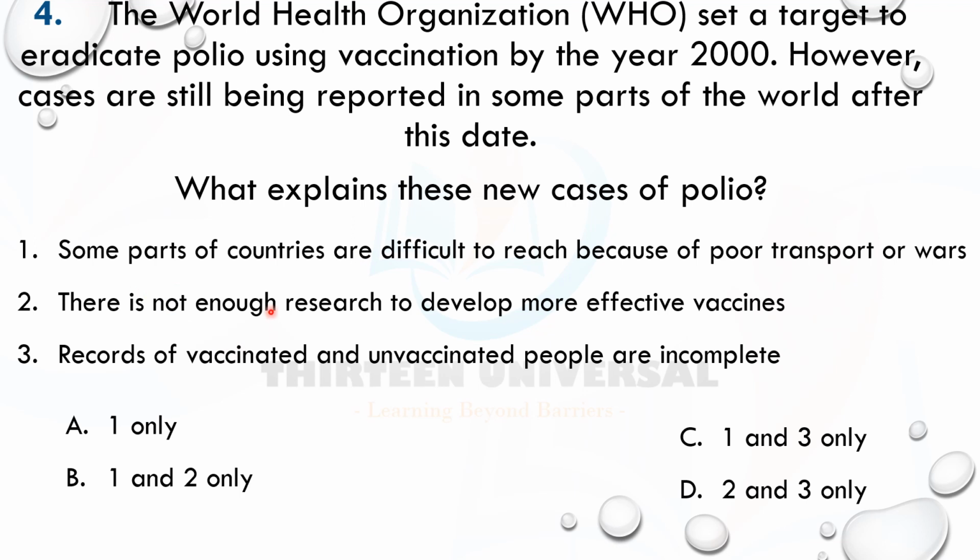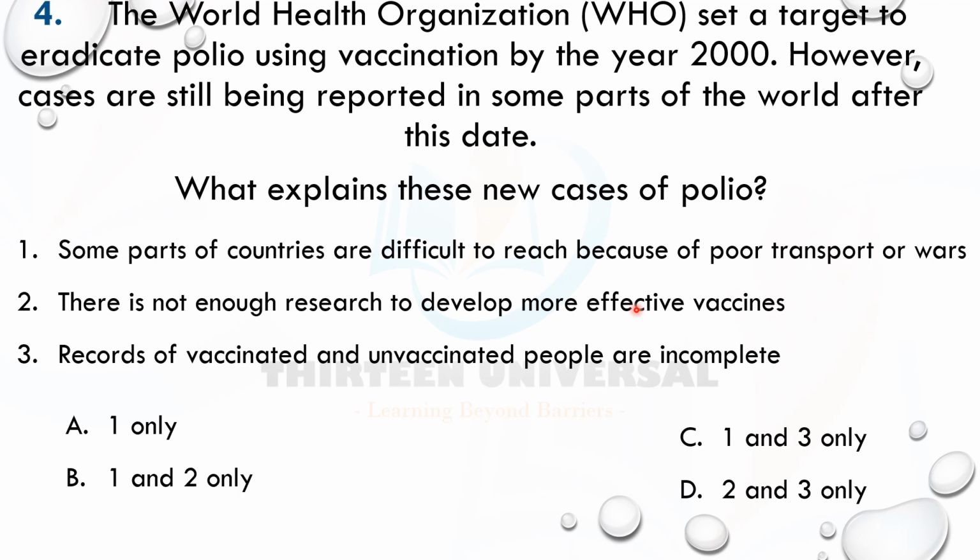Okay. Now, number one says some parts of the countries are difficult to reach because of poor transport. Yeah, this is correct. One is there. So which one has one? So this automatically eliminates D. Okay, we are focused on A, B, and C because one is correct, and D doesn't have one.